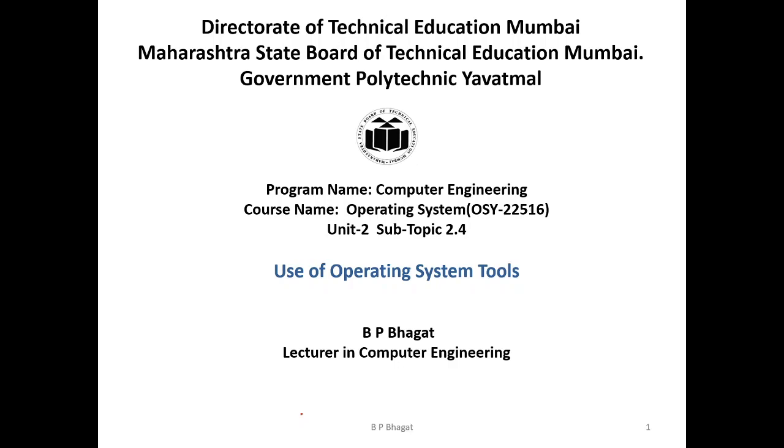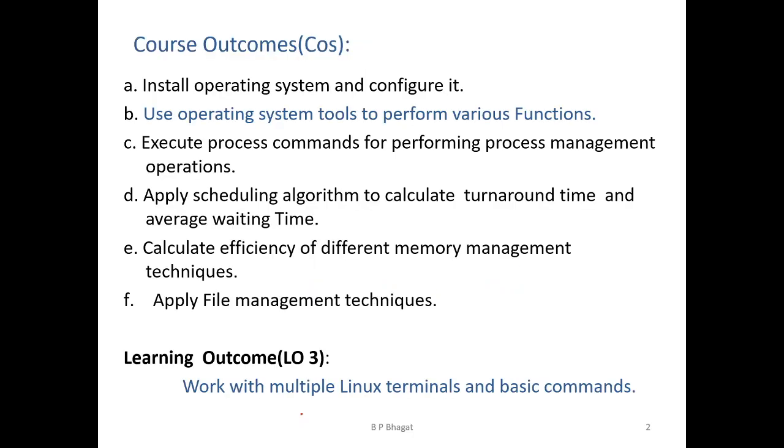Hello student, in this session we will discuss subtopic 2.4 from unit number 2, that is use of operating system tools. The course outcome for this is B: use operating system tools to perform various functions, and we will be able to attain the learning outcome: work with multiple Linux terminals and basic commands.